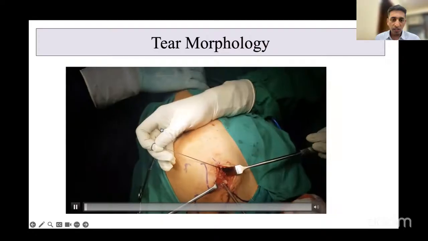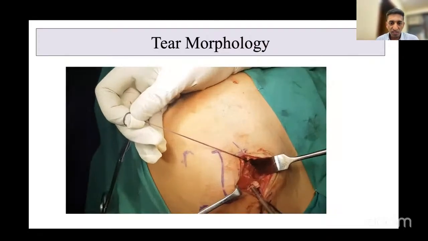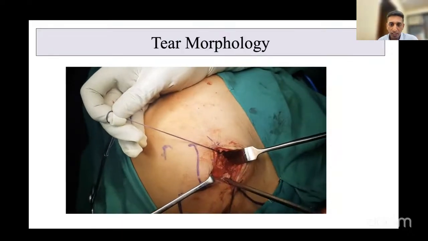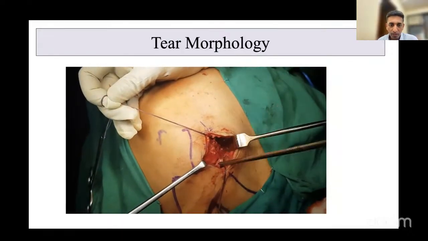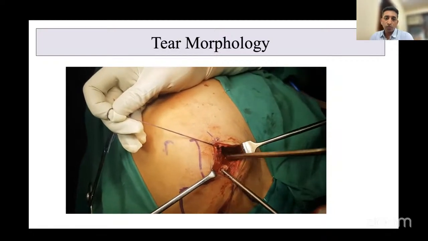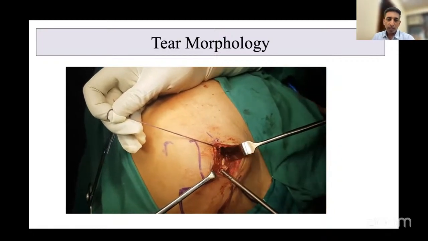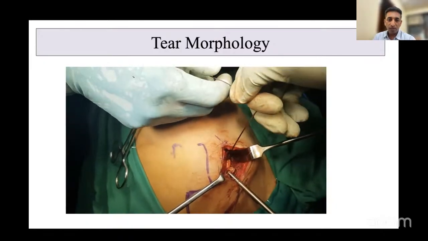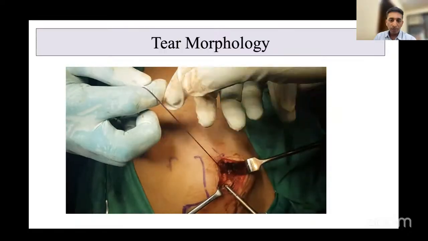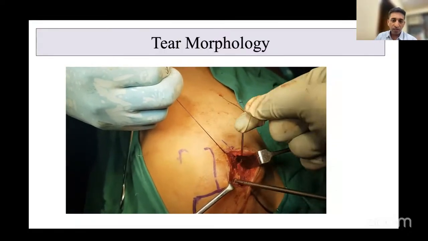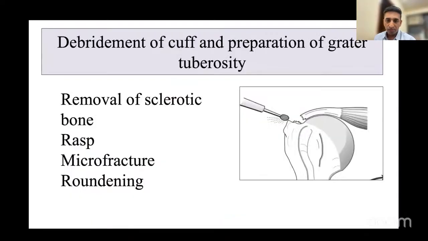Again, we can see another thing. So here we can see this tear morphology; we put traction stitches, and we can see how it is coming. So this is the tear. My grasper is holding it, and we can easily see even the lamellated tears. The biceps, that is superior, which we are holding, and then that is the tear, and even the lamellated tear can be seen very well.